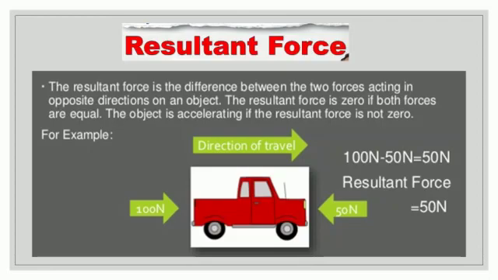Take a look at the diagram. The forward force is equal to 100 newtons. The force of resistance is equal to 50 newtons. The two forces are unbalanced. Hence, the resultant force is equal to 50 newtons.